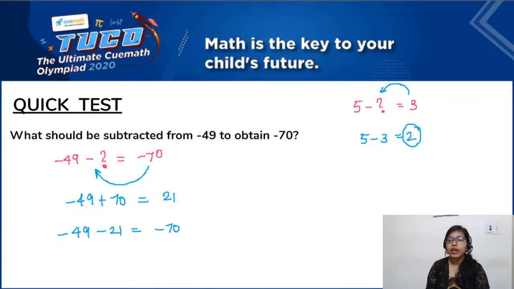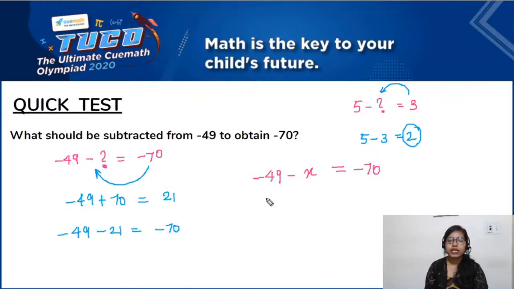Otherwise, the other way to go ahead with this question is by taking a simple equation. From minus 49, you do not know what is to be subtracted, so let's assume it to be x, which is equal to minus 70. If any of you do not understand the equation method, it's fine. You don't have to worry. You would be learning about it in future. And from here, you need the value of x.